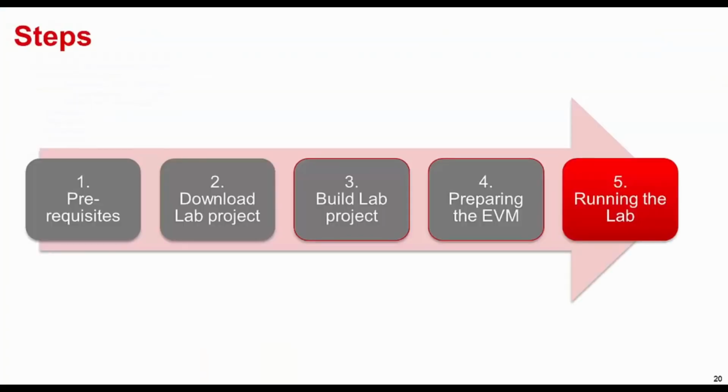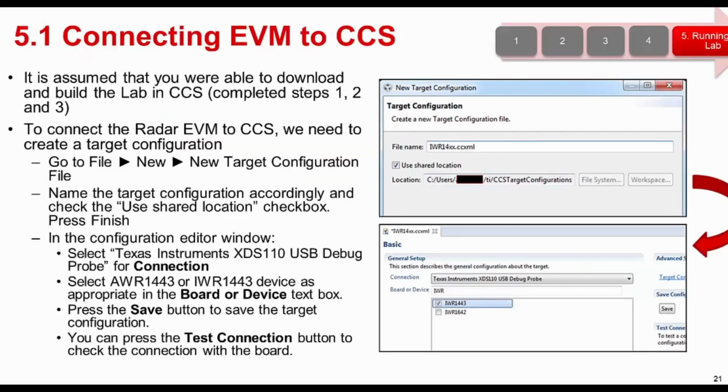Now we'll connect the EVM to CCS and run the lab. To connect the EVM with CCS, we first need to create a target configuration. Open the File menu and select New Target Configuration. Name the target configuration and check the Use Shared Location checkbox. Select Texas Instruments XDS110 USB debug probe in the connection drop-down and select either IWR1443 or AWR1443 device according to your EVM. Save the target configuration to complete this step.